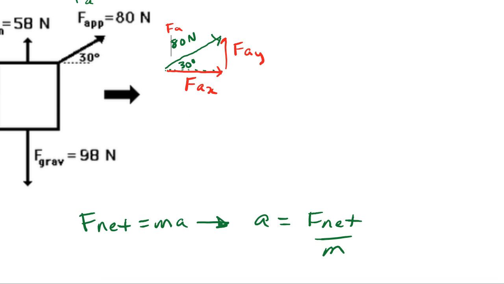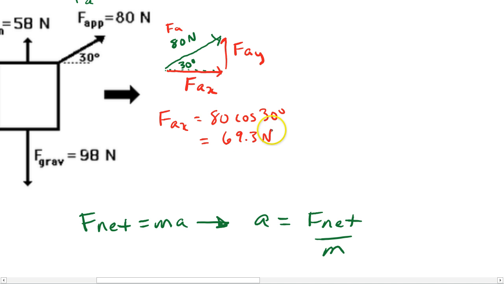So FAX is going to be equal to 80 multiplied by the cos of 30 degrees. And when you get your calculator out, I think that's about 69.3. And FAY is going to be 80 times the sine of 30 degrees.